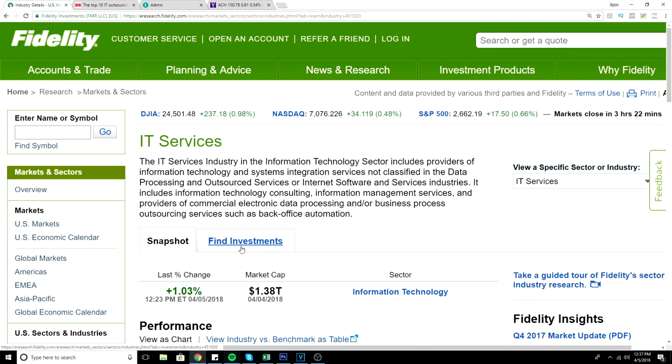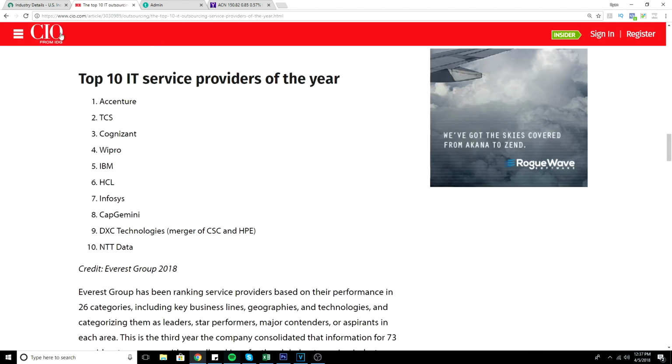And I don't have a Fidelity account, so I've never used this tool. If you do have a Fidelity account, let us know in the Facebook group if this is a tool you have used. But pretty much what I do is look up IT services companies. And so that's what I did here, and I've stumbled upon this article here from CIO.com.